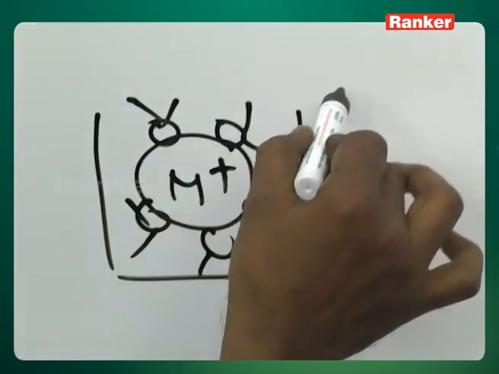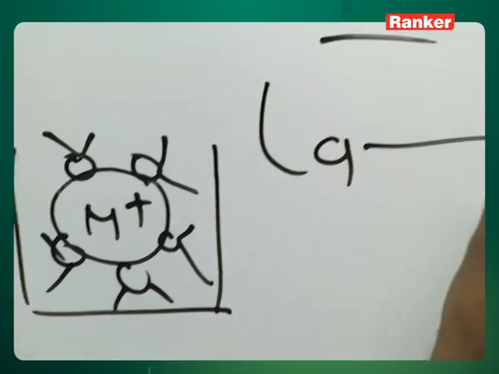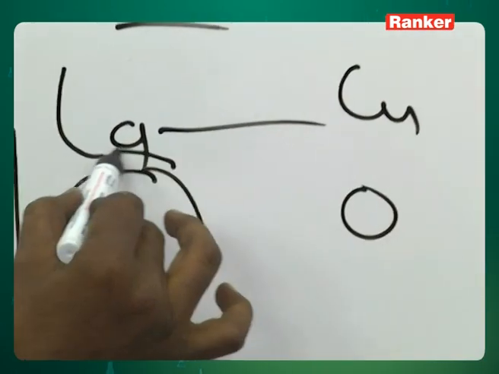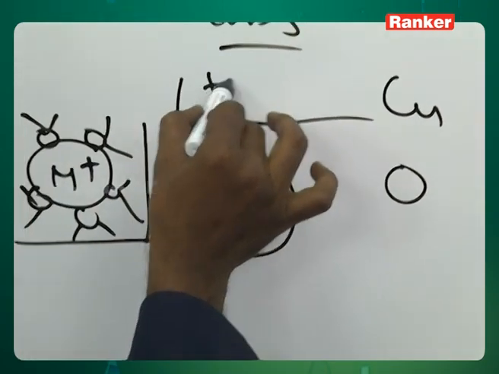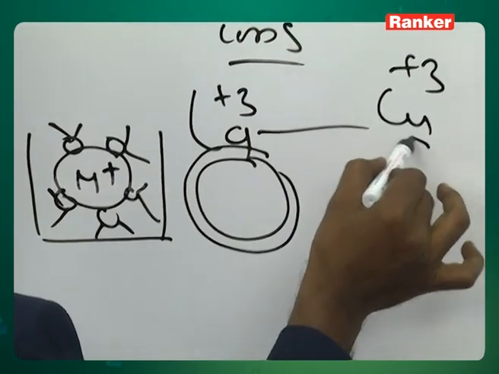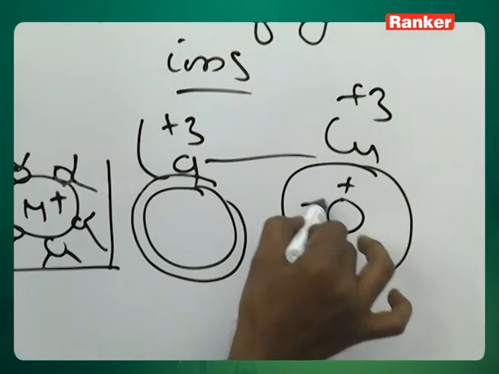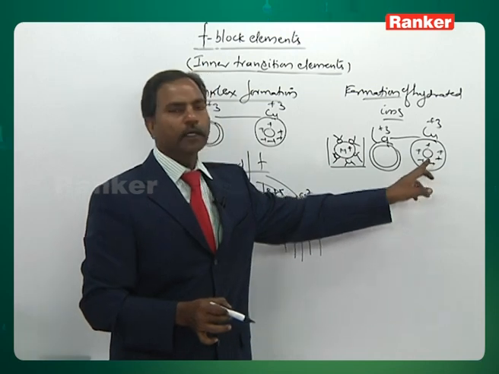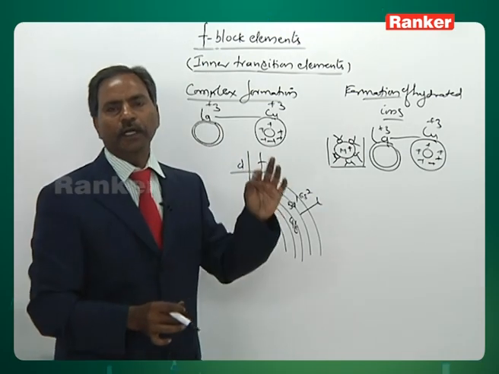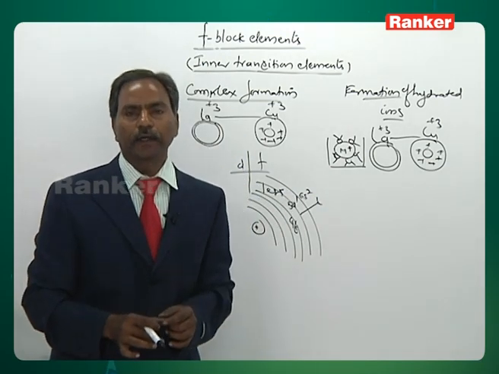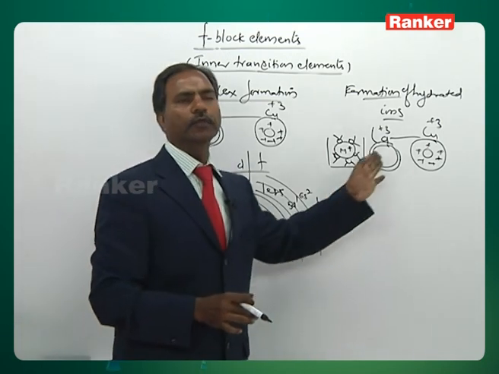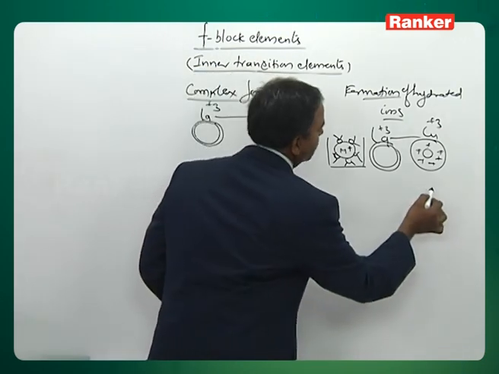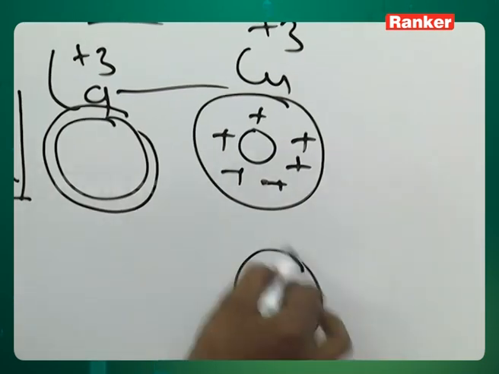Now again, from lanthanum to lutetium. Due to the decrease in ionic size, there is an increase in charge density. Lanthanum has less charge density, and lutetium has greater charge density. Due to the decrease in size and increase in charge density, the tendency to form hydrated ions also increases from lanthanum to lutetium. The lutetium hydrated ion is actually very big in size.